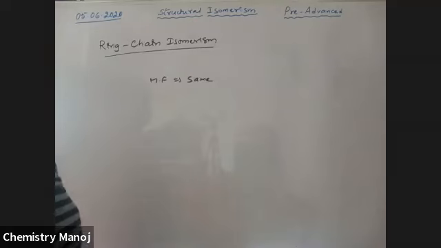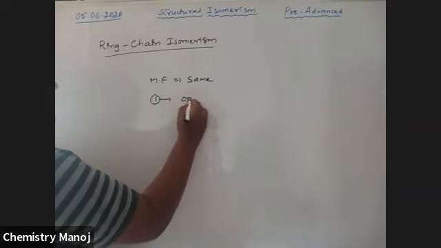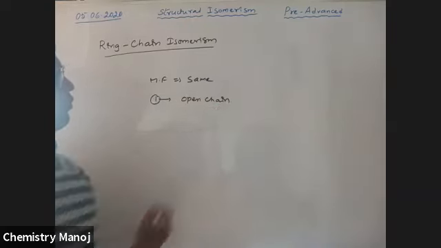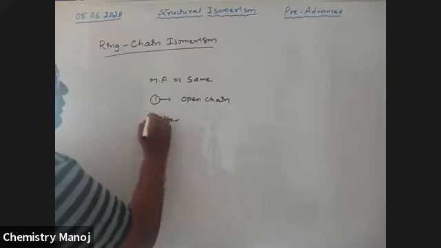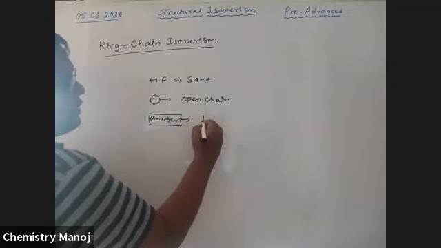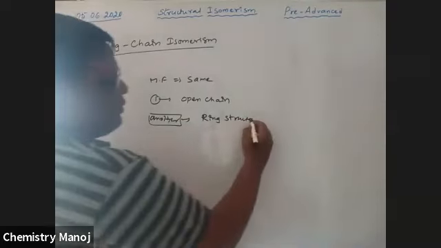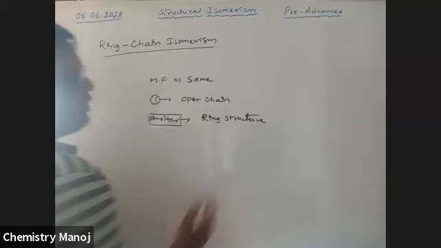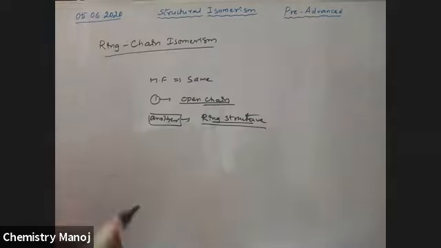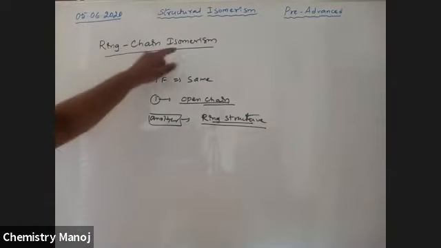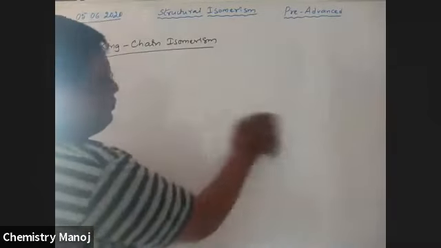Molecular formula same, and one molecule has an open chain structure and another has a ring structure. That is, an open chain compound changes to a ring, and a ring compound changes to an open chain. Ring to open, open to ring. That type of isomerism is called ring chain isomerism. See here, I am writing one example.